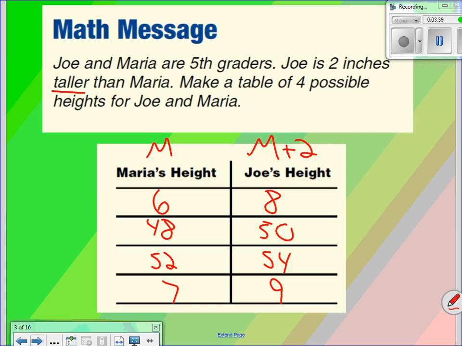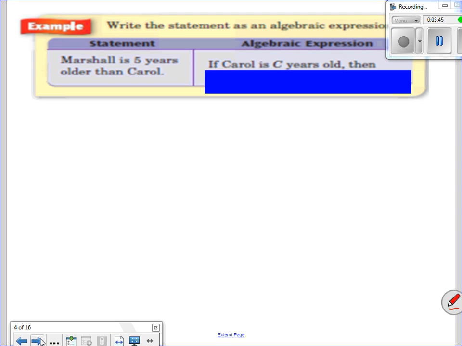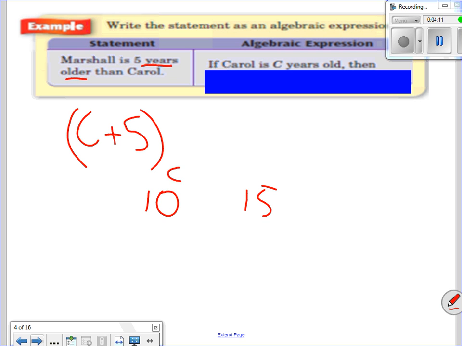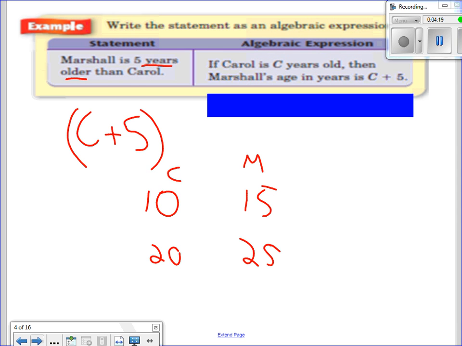Does that make sense, kids? You have to take a look at what you know and then move on with an algebraic expression. Let's take a look here. Marshall is 5 years older than Maria. If Carol is C years old, then how old is Marshall? And then what's the algebraic expression? So if Marshall is 5 years older, we have C, just like the last one, plus 5 is our algebraic expression. So if Carol is 10, Marshall is 15. If Carol is 20, Marshall is 25. Let's take a look here. C plus 5 is our algebraic expression.